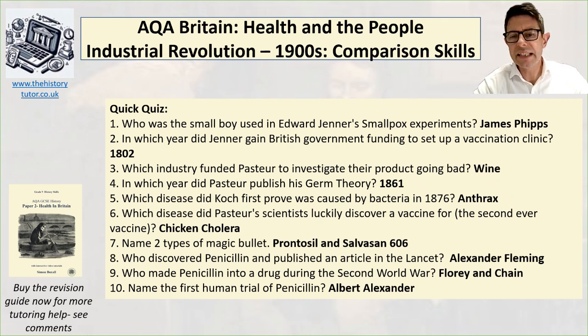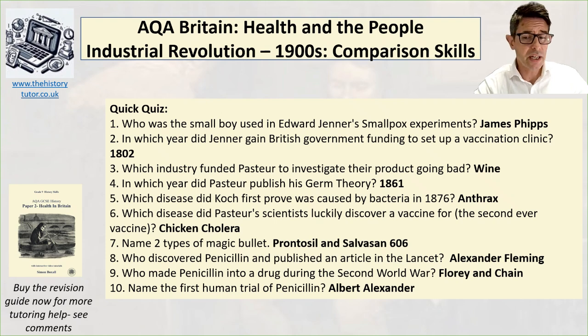So who discovered penicillin and published an article in the Lancet? This was Fleming, and he realised, having discovered it luckily, that penicillin could kill lots and lots of types of bacteria. It luckily landed on his Petri dish. He was a bit of a genius because he realised the importance of it. He couldn't make a drug out of it, so he wrote an article and hoped somebody else could.